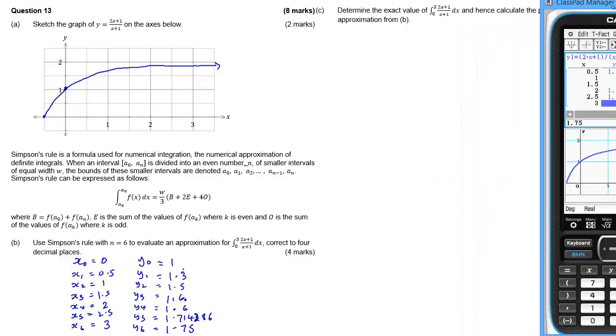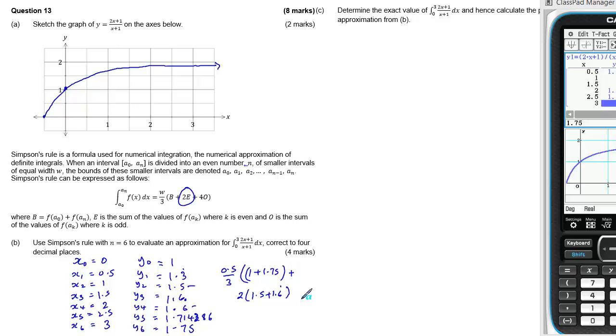So all we need to do is apply the Simpson's rule formula. So h is the gap here, so that's 0.5 over 3. And then we want the first and the last value of y, so that's the 1 plus 1.75. And then we have twice the even numbered coordinates, so that's the even ones apart from the 0 and the 6 obviously. So that's going to be those two, the 1.5 add 1.6 recurring.